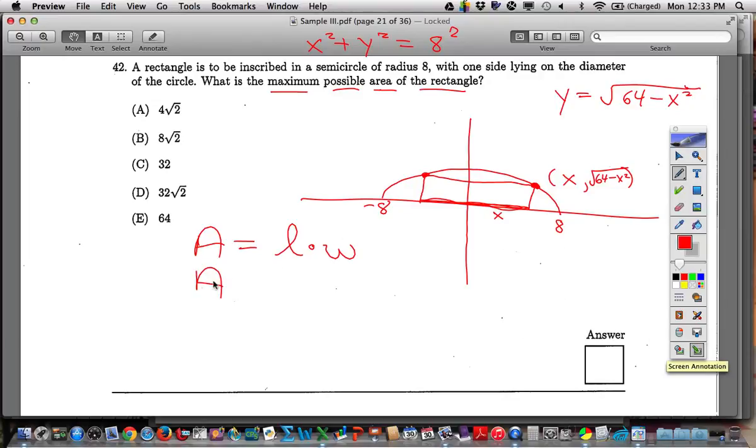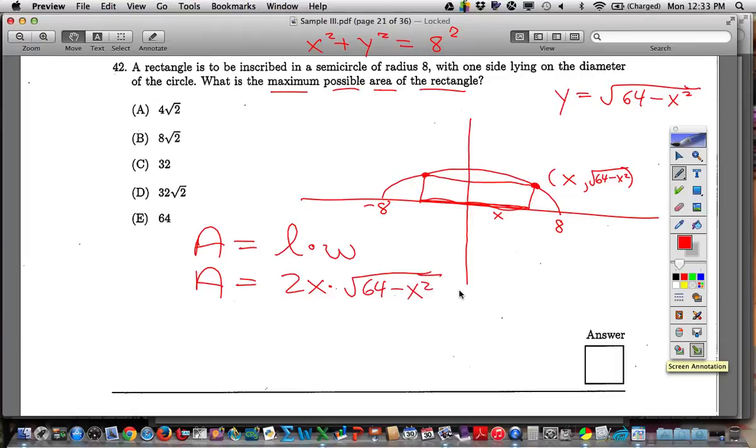So what's the length of my 2X? And what's the height? The height would be just the Y value, so that would be that right there. So there we go, right?